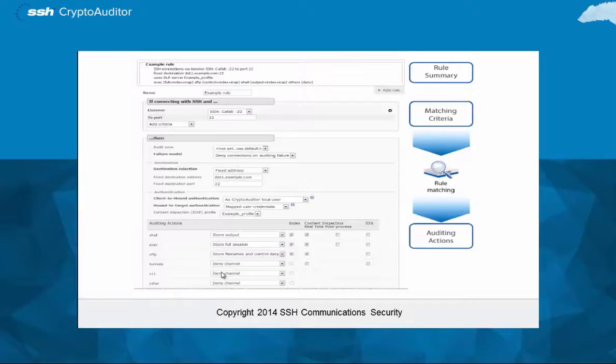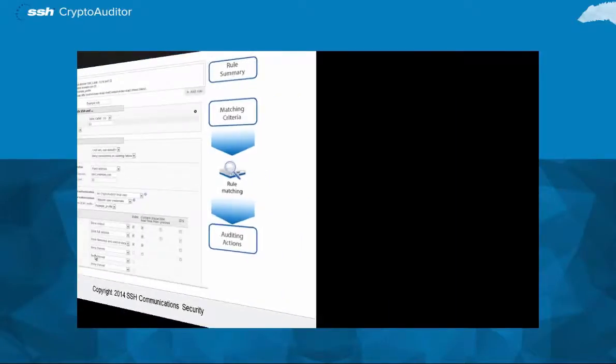CryptoAuditor iterates through the connection rule list in descending order and applies the first matching rule to the connection. Therefore, in cases where the system contains multiple rules that can match a particular connection, the matching rule that is highest up on the list will be applied. If none of the rules match the connection, then CryptoAuditor defaults to relaying the connection to its destination without performing any auditing or access control on that connection.